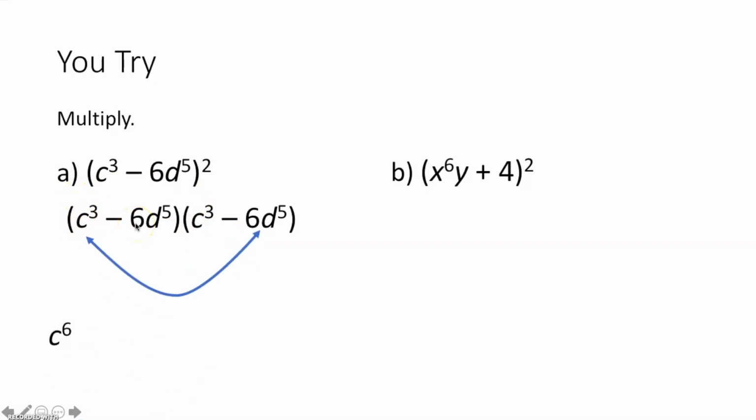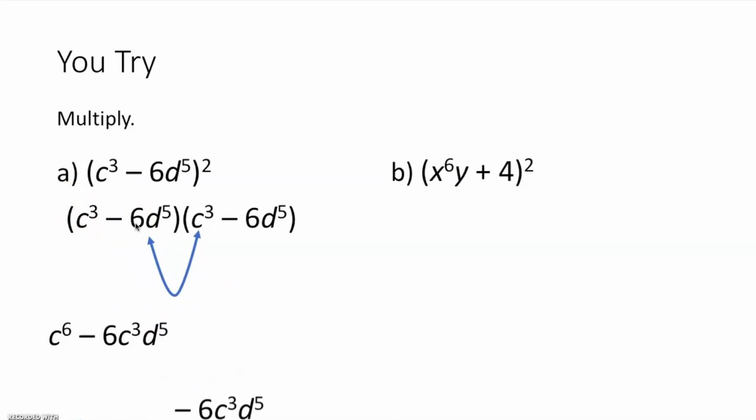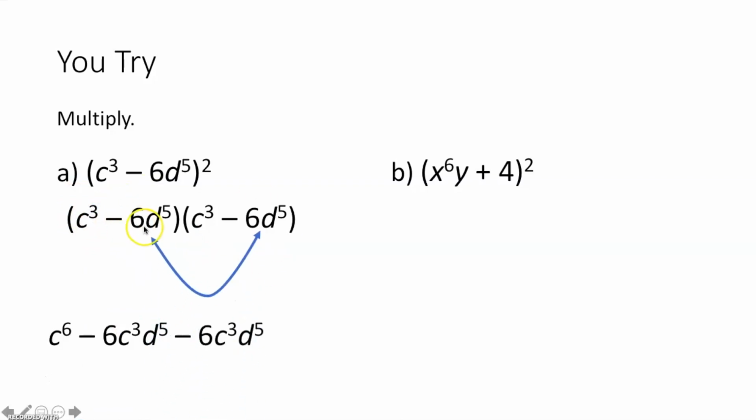Multiply the outer terms together. The inner terms together. And then the last terms together. Negative 6 times negative 6 is positive 36. And d to the 5th times d to the 5th, add the exponents, it becomes d to the 10th.